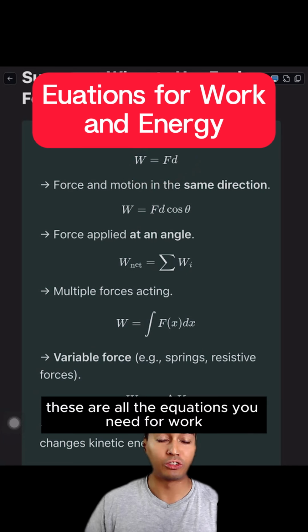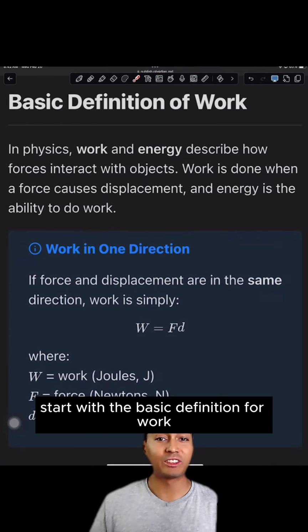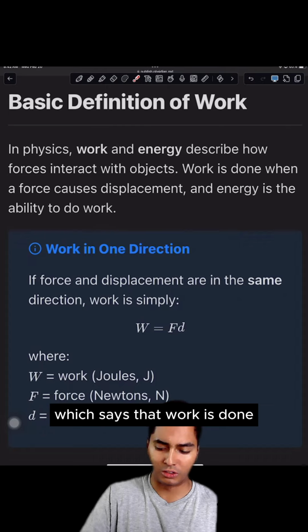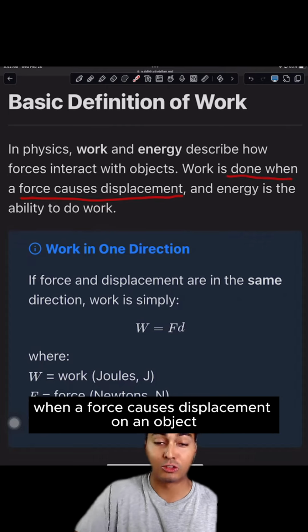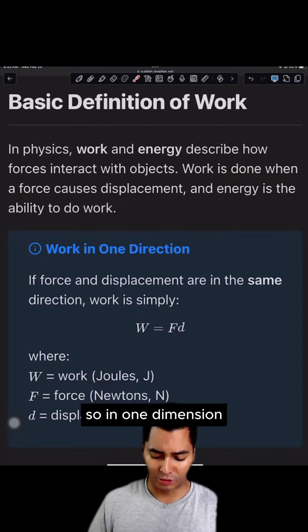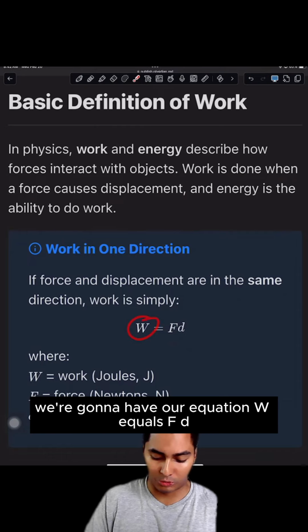These are all the equations you need for work in physics. Let's start with the basic definition for work, which says that work is done when a force causes displacement on an object. So in one dimension, we're going to have our equation W equals Fd.